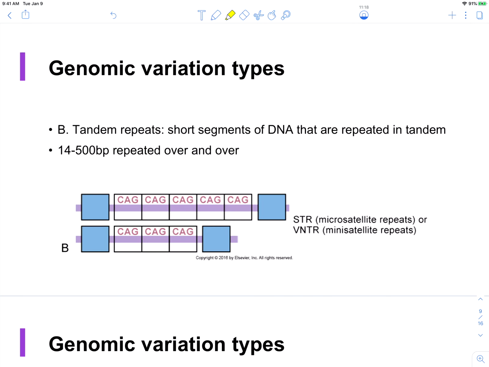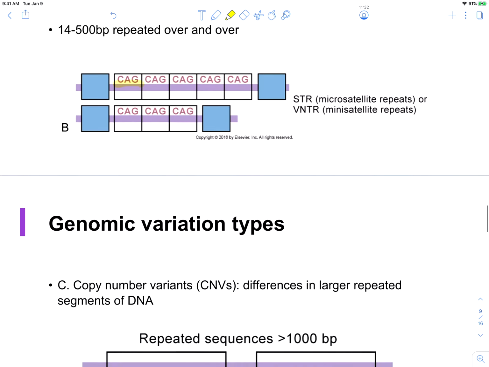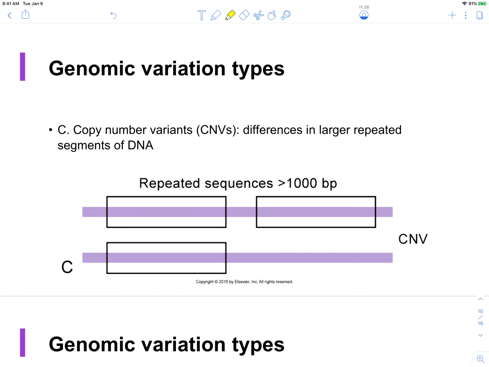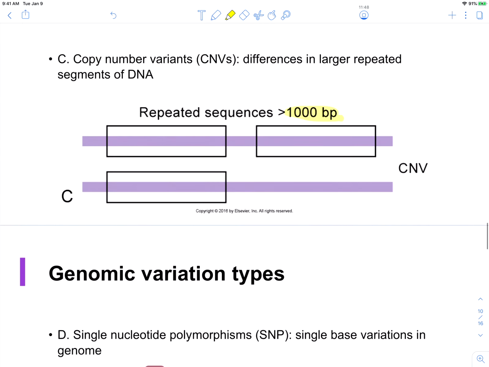We have tandem repeats, which are short fragments of DNA that are repeated in tandem. So this is CAG over and over and over again. You have microsatellite and minisatellite repeats of these. And so these can be used, of course, and they're going to be different from person to person. You also have copy number variants. These are going to be larger repeated segments, so these are going to have 1,000 base pairs. And so you have, again, differences in these larger repeats from person to person.